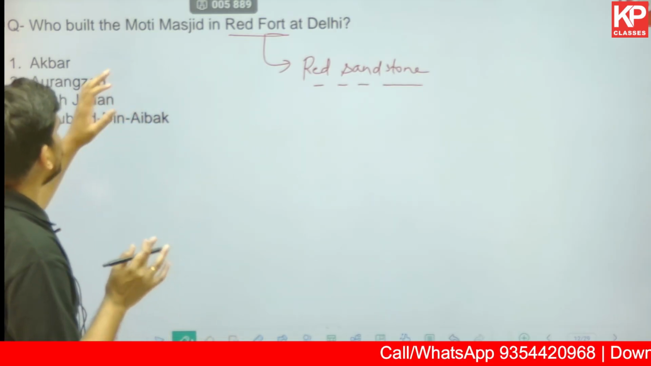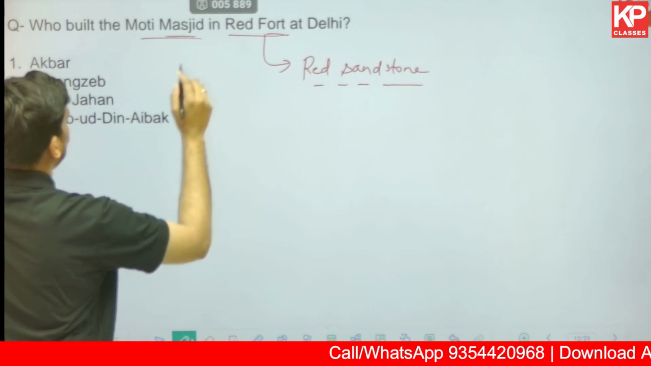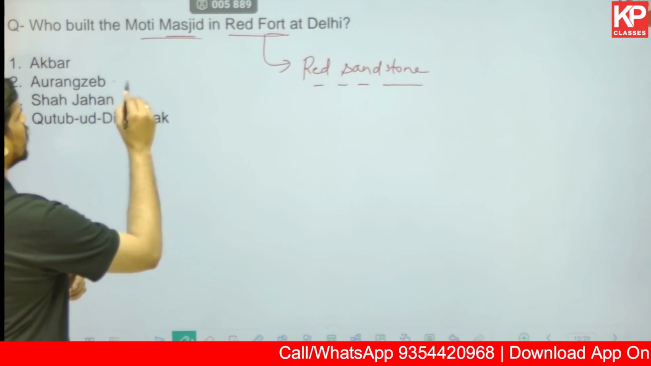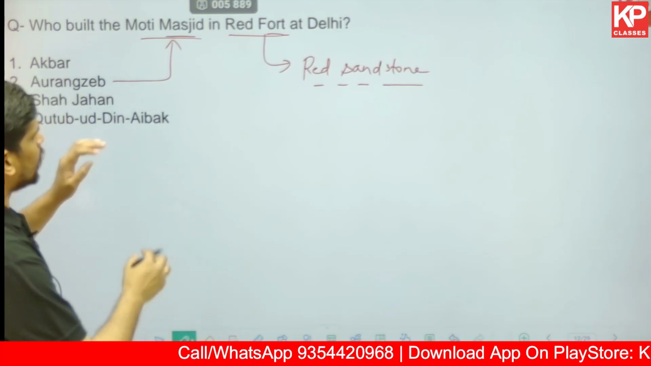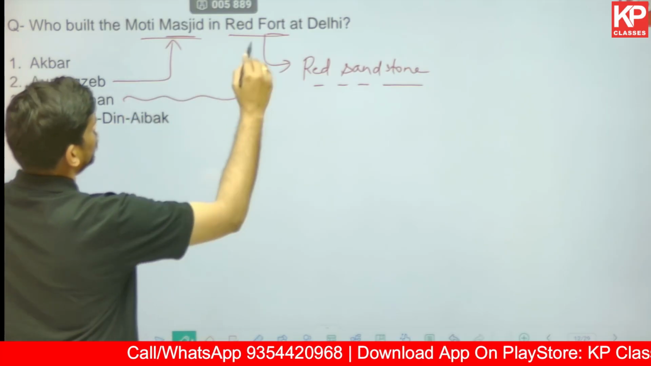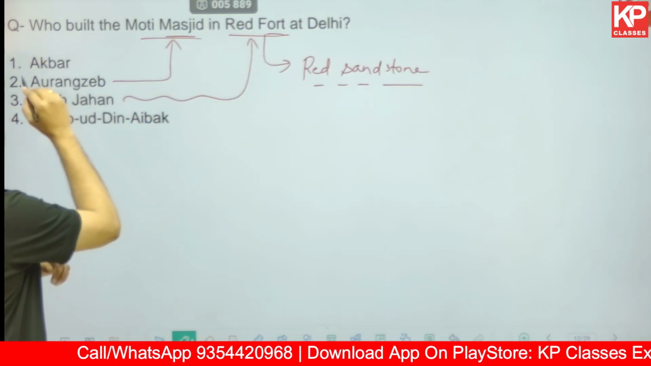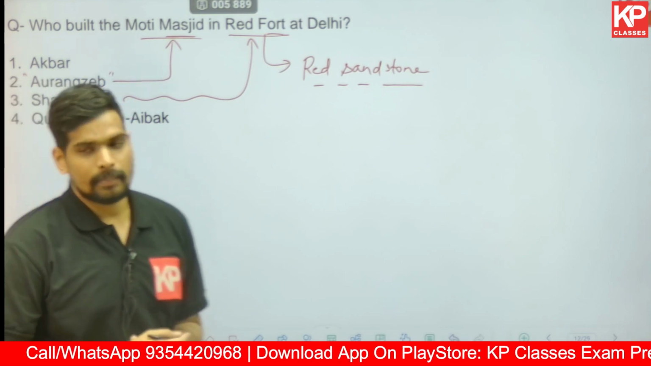But the Moti Masjid part, which is a part of the Red Fort complex itself, that was constructed by Aurangzeb, not Shah Jahan itself. But Red Fort is constructed by Shah Jahan. But Moti Masjid, that is a part of the Red Fort, was constructed by Aurangzeb.